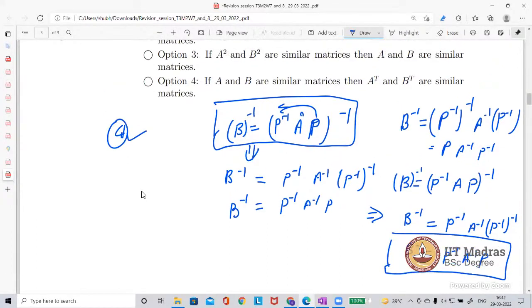Okay, they are similar. That means we are able to get P, there exists a P, and the same P will work here.